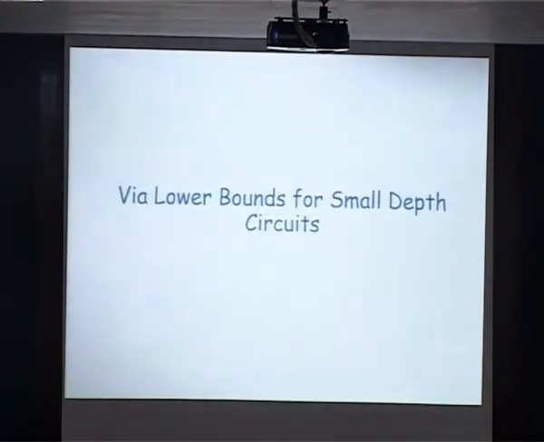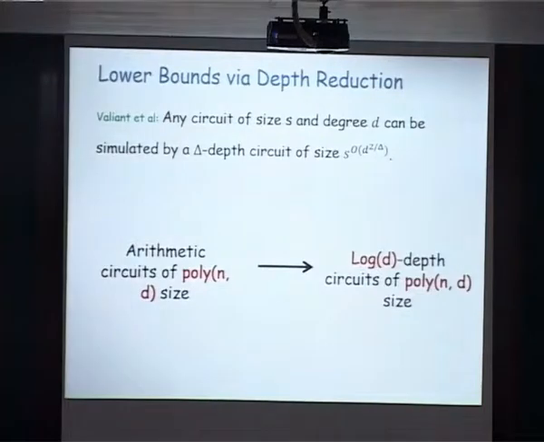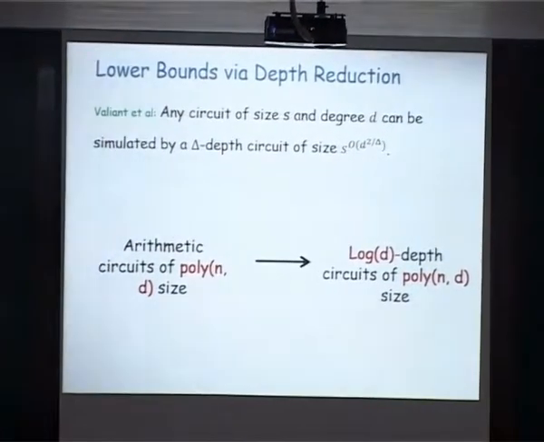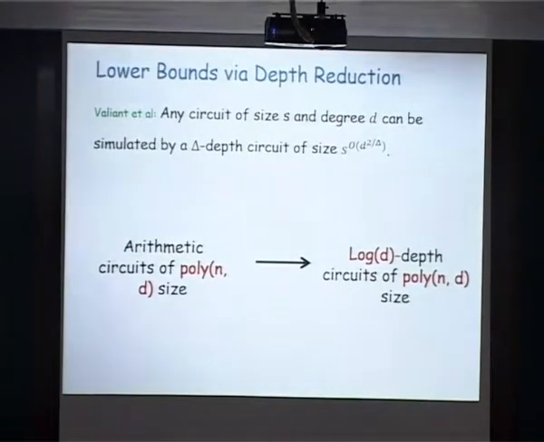Now, the final thing that I want to mention is trying to prove lower bounds for small depth circuits. So let's recall this depth reduction result that I mentioned, that if you take any circuit of size s and degree d, you can simulate it by a small depth circuit. Pick your favorite number delta. You can simulate it by a circuit of depth delta, but now the size blows up to s to the d to the 2 by delta.